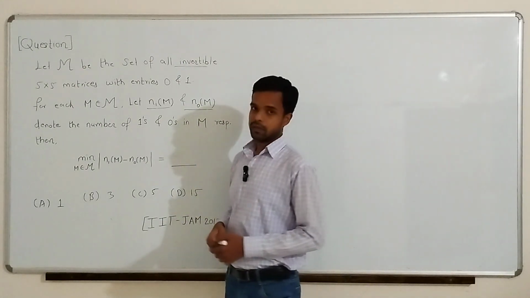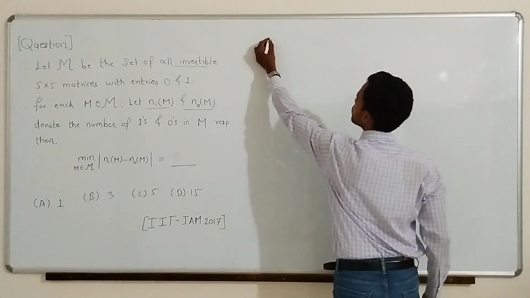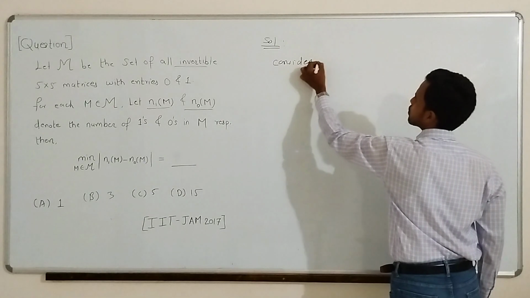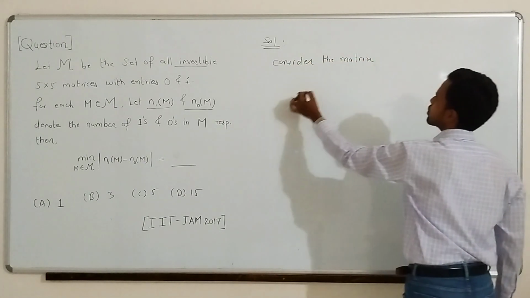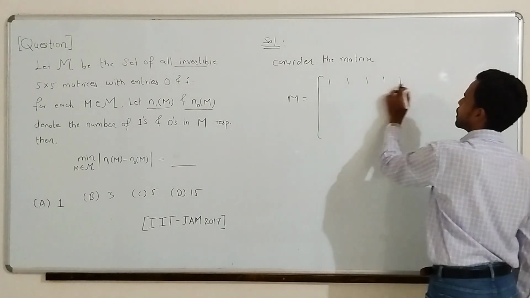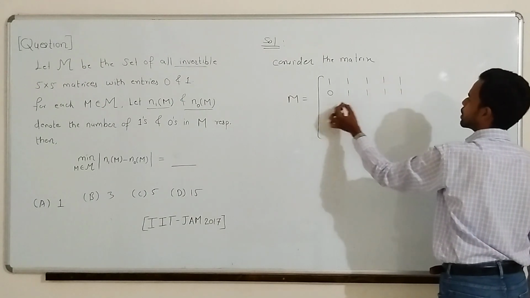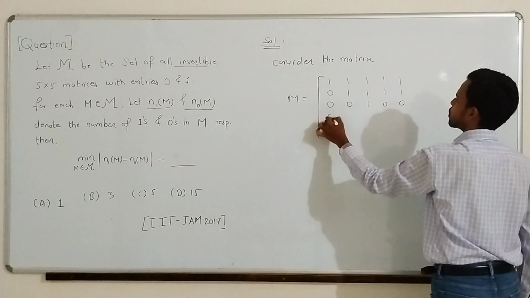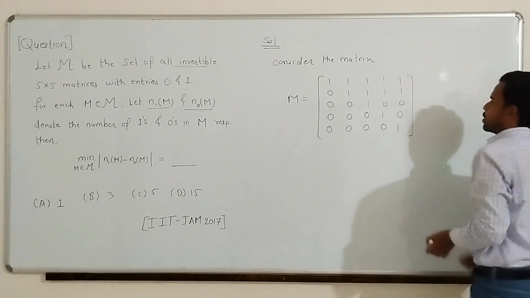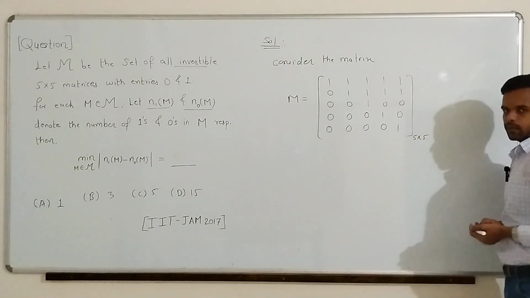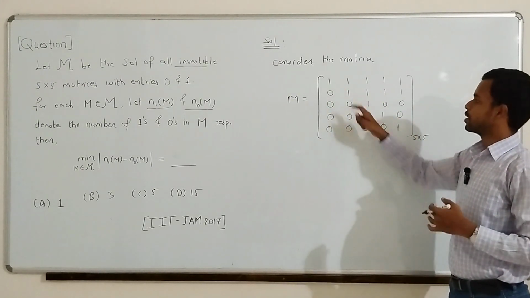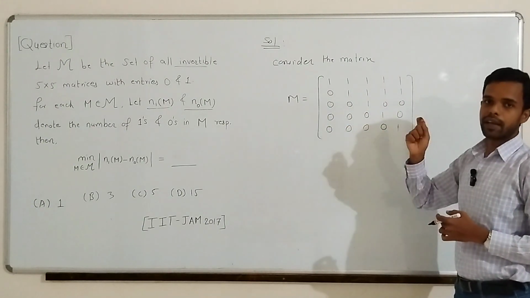Okay. So, start karte hain solution. Consider the matrix M with entries: first row 1 1 1 1 1, second row 0 1 1 1 1, third row 0 0 1 0 0, fourth row 0 0 0 1 0, fifth row 0 0 0 0 1. Clearly, M is a 5 cross 5 matrix and entries of M are only 1 and 0. That is, M does not contain any entry other than 0 and 1.